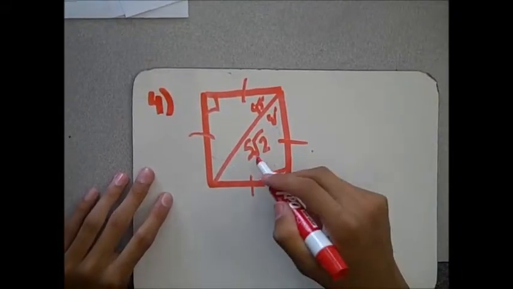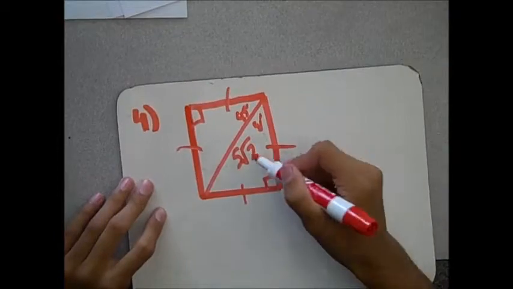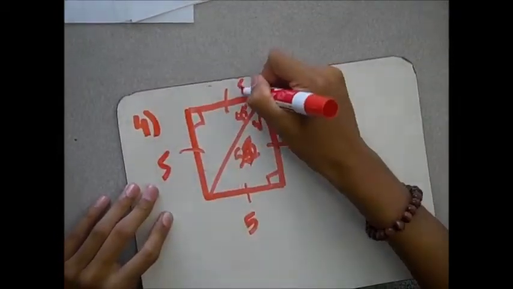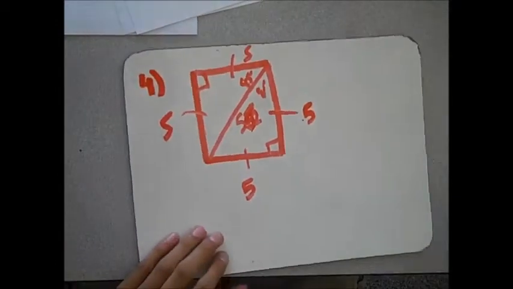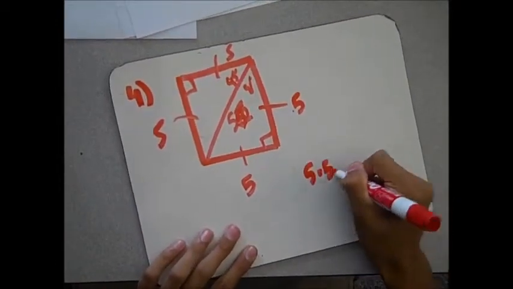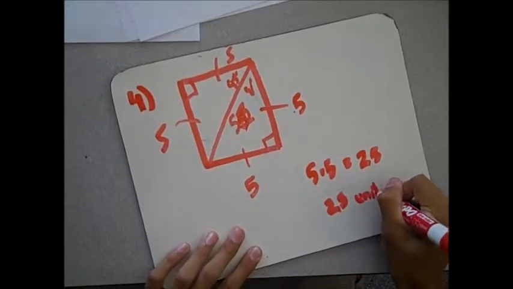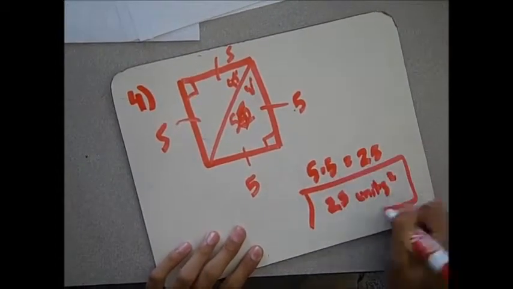So now we're going to use our little trick, and we're just going to cancel off the root 2 there, and all these sides become 5. Now this question wanted you to find the area. To find the area of a square, you just do 5 times 5 equals 25. 25 units squared is your answer.